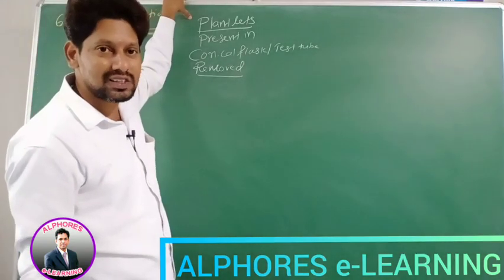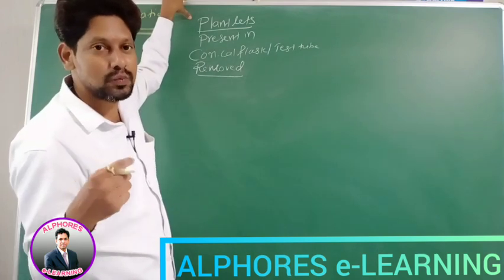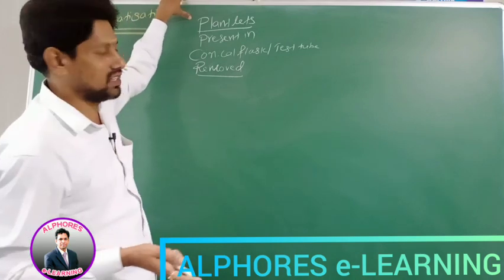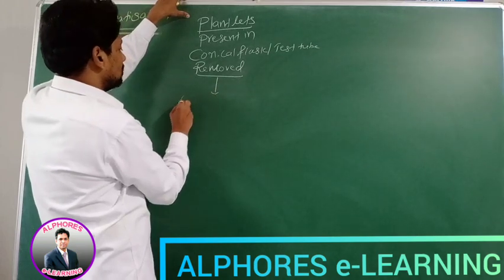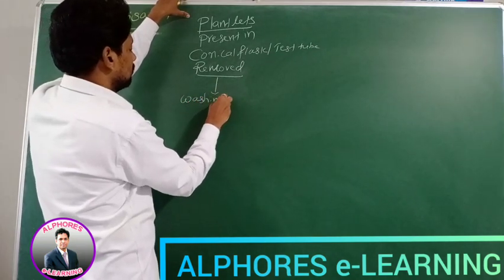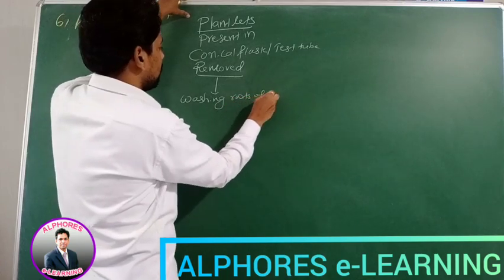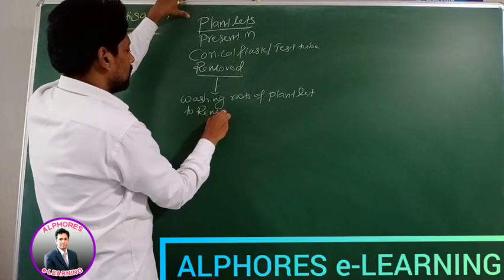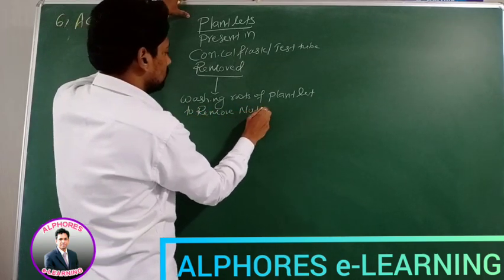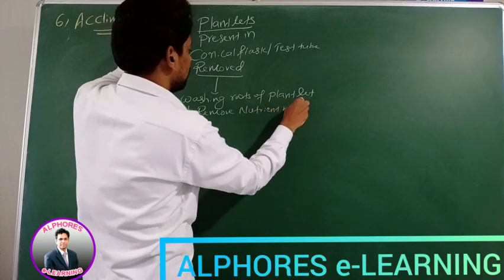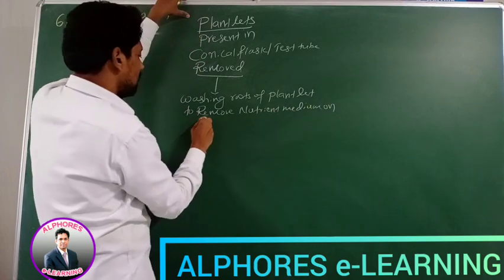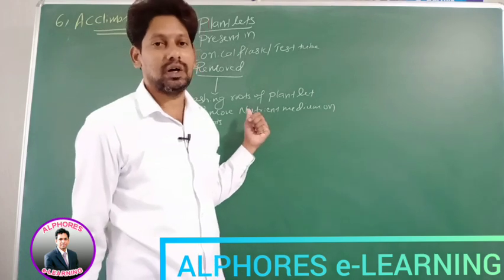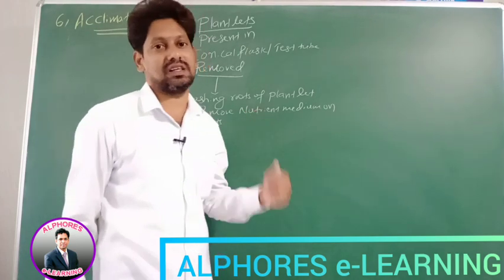Why are they washed? Because plantlets are in the test tube, and the test tube is with nutrient medium. It means the roots of the plantlets have nutrient medium present, right? Therefore, what are we doing? Washing the roots of the plantlet to remove the nutrient medium on the roots. Therefore, to remove the nutrient medium on the roots, we are washing the roots with water.